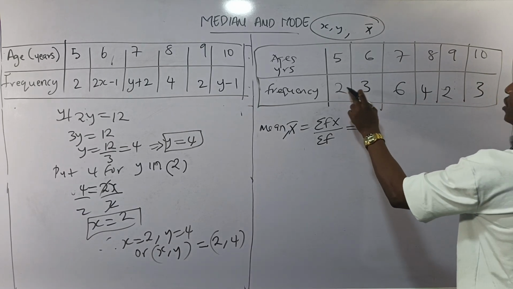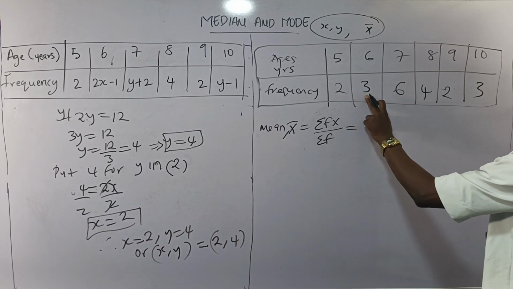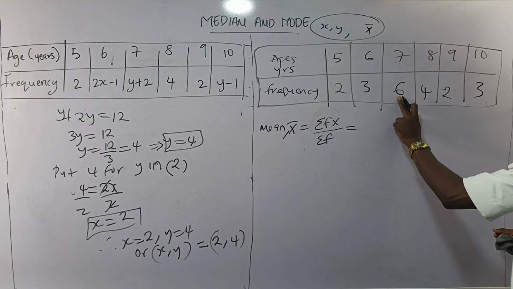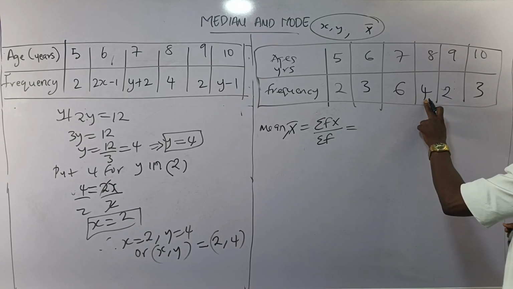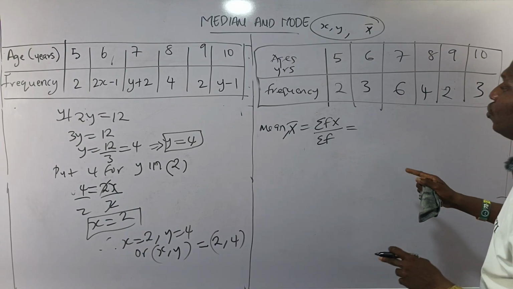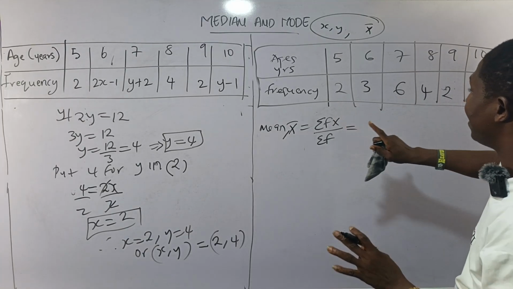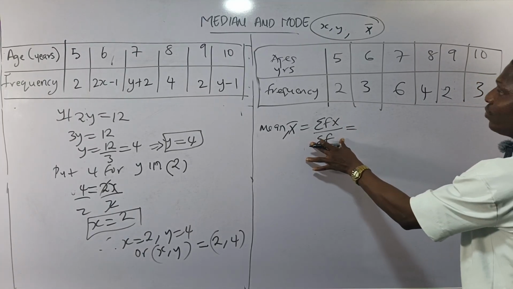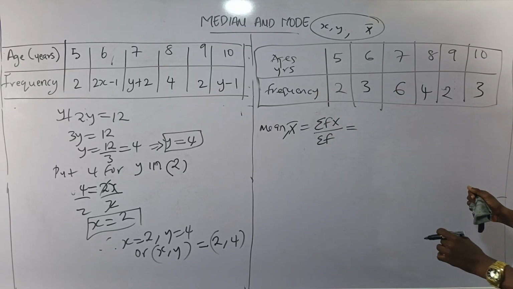You can check. 3 plus this is 5. 2 plus 3 is 5. 5 plus 6 is 11. 11 plus 4 is 15. 15 plus 2, 17. 17 plus 3 is what? 20. So the values for x and y are absolutely what? Correct, because it corresponds to the frequency given when we added all the frequencies.